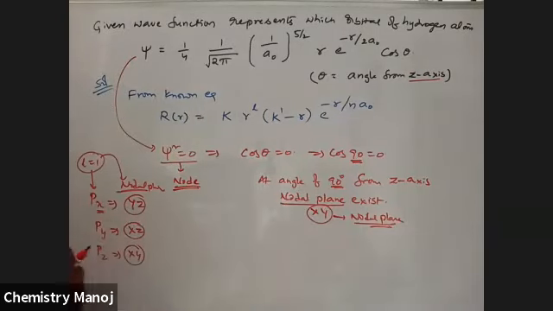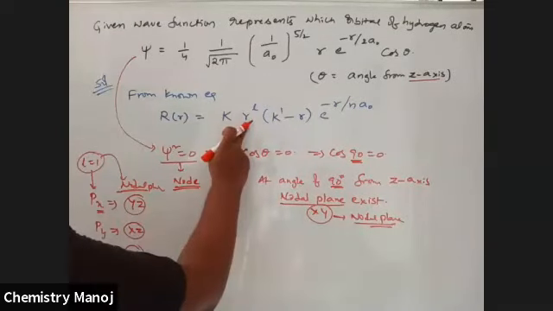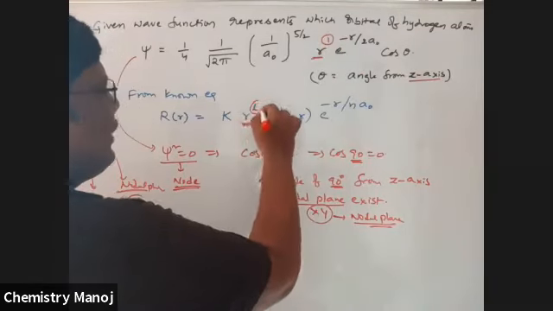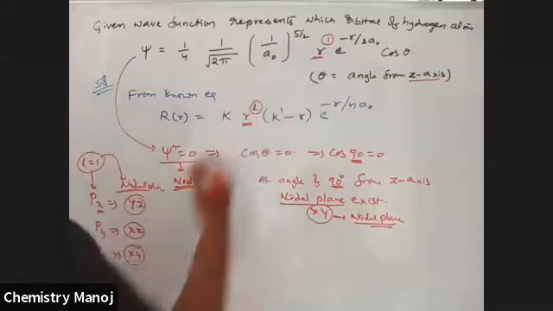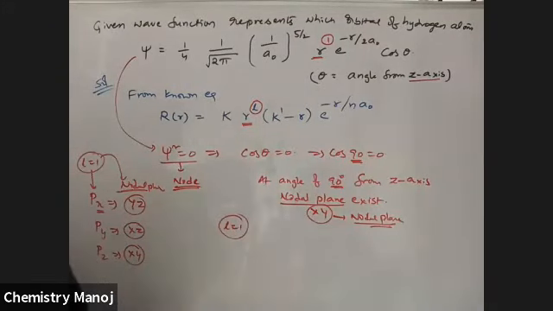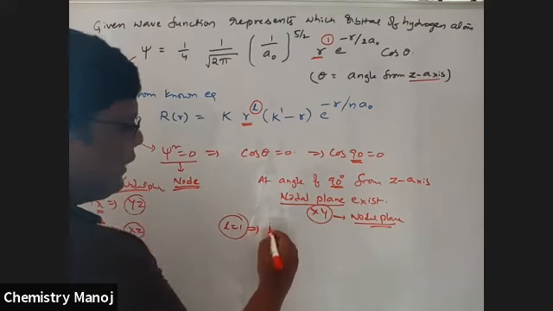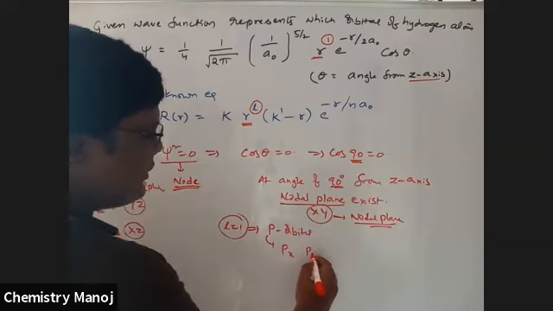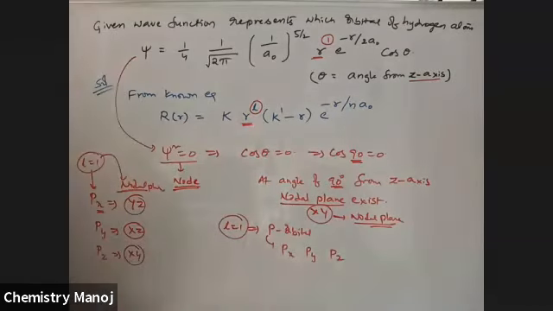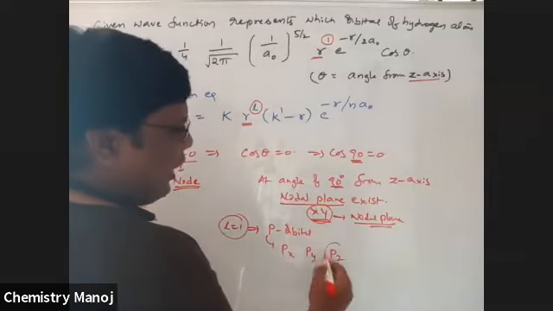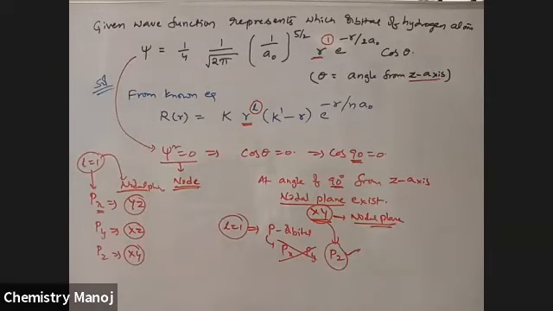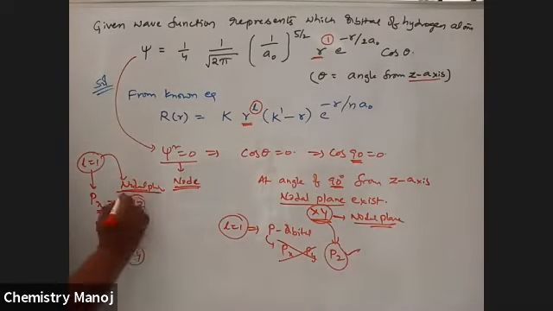Now what is that orbital here? See here, from this R into K into r power l, here it is r power 1. Therefore, by comparing these two, l is equal to 1. l is equal to 1 is nothing but a p orbital. P orbital means that it may be px, py or pz orbital. Because the nodal plane is xy, that orbital should be the pz orbital. These two are not possible.